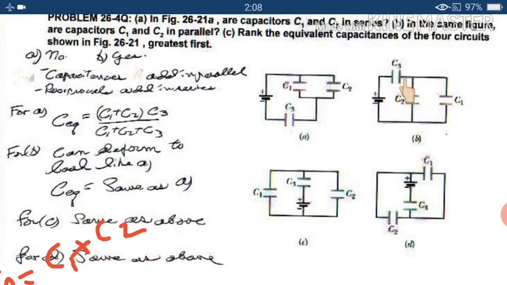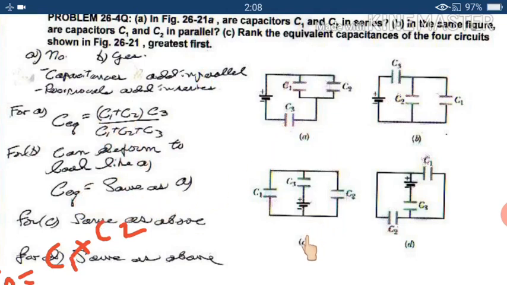So again you will calculate the equivalent capacitance and you will follow the same method which we did in the first circuit diagram. So what will be the equivalent capacitance? The equivalent capacitance will be this only. So the equivalent capacitance for the second circuit diagram will be same as A.